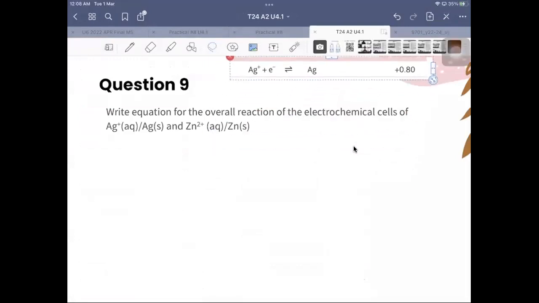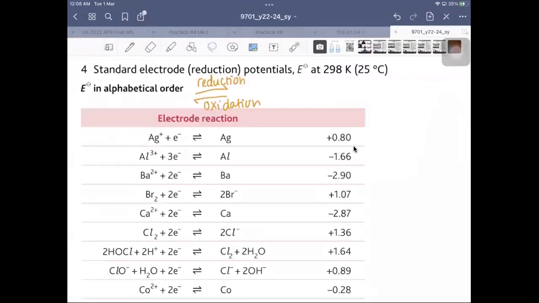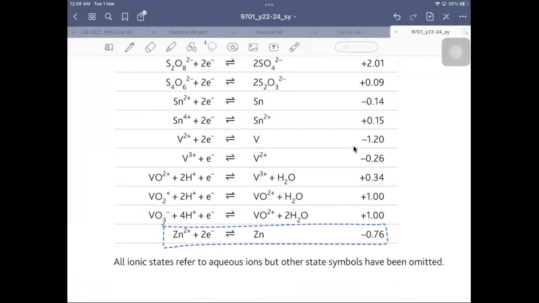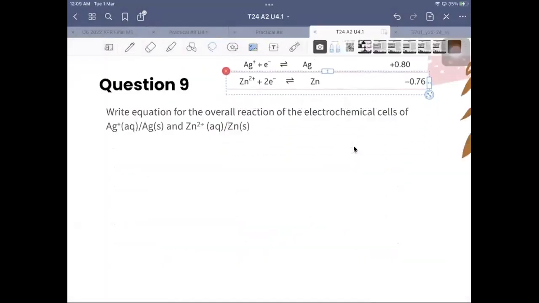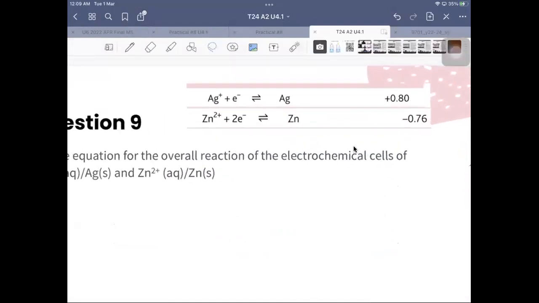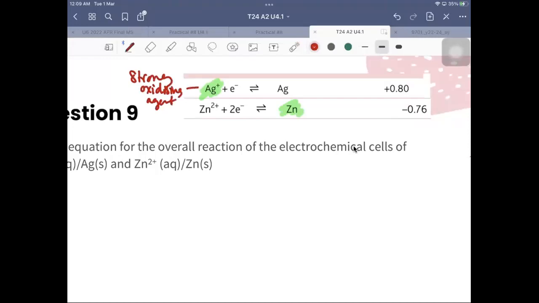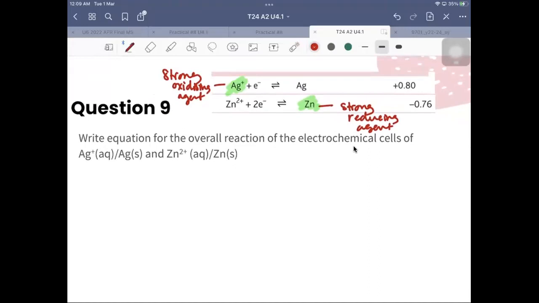And we need Zn2+ and Zn, which would be at the bottom, I believe. Yeah. Zn2+ and Zn. Okay, so I already know that the most positive would be on top and the most negative would be at the bottom. So I know that the Ag+ is my strong oxidizing agent and my zinc is a strong reducing agent. So that means silver ion will be reduced to Ag and my zinc metal will be oxidized to Zn2+.